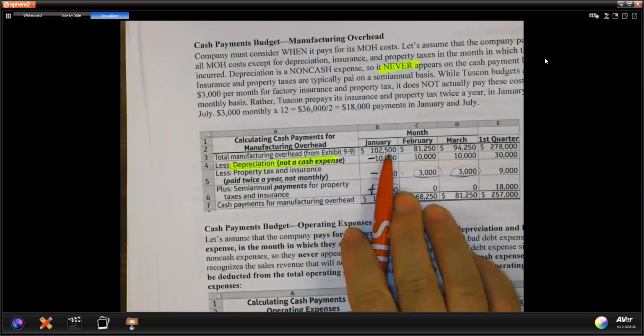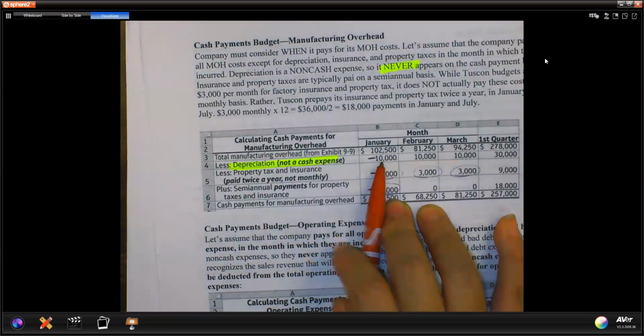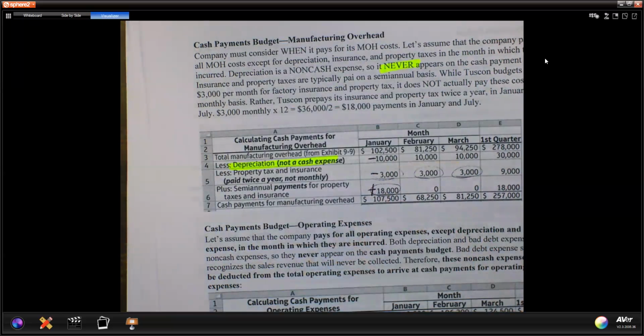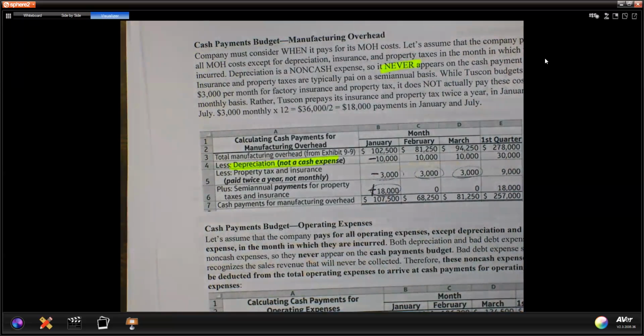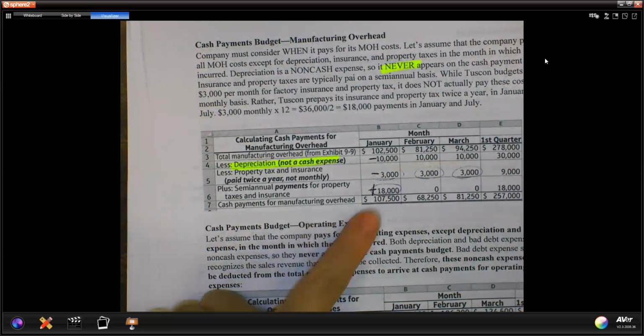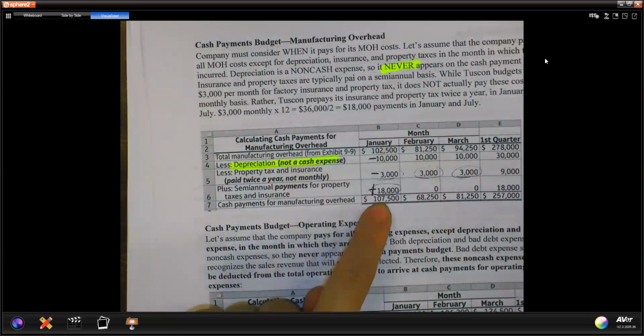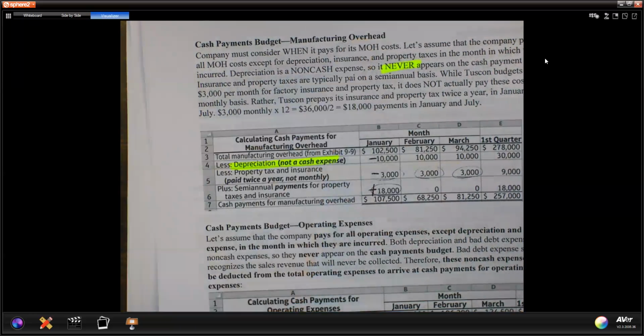So you adjust from your expense. You subtract a non-cash item, and you add your cash payment for the first 6 months of property and insurance. Okay, so you adjust that, and you get your cash payment for your manufacturing overhead.